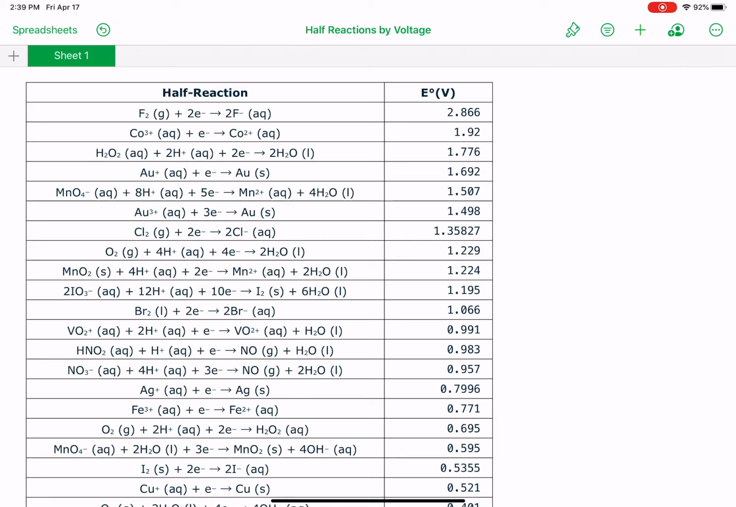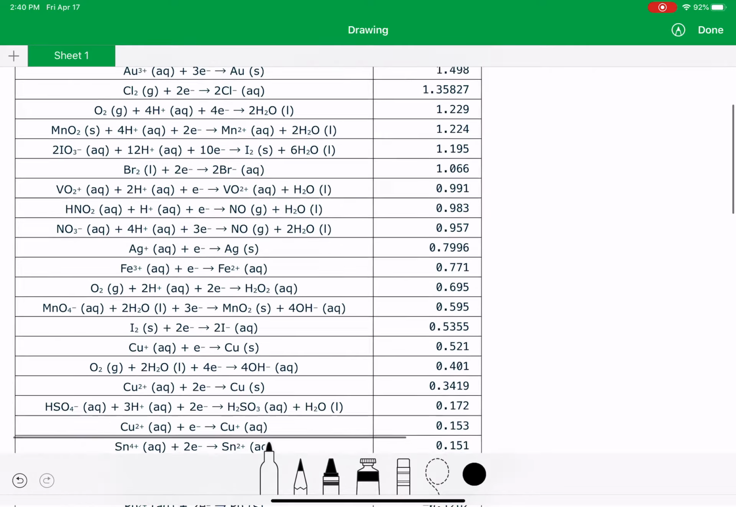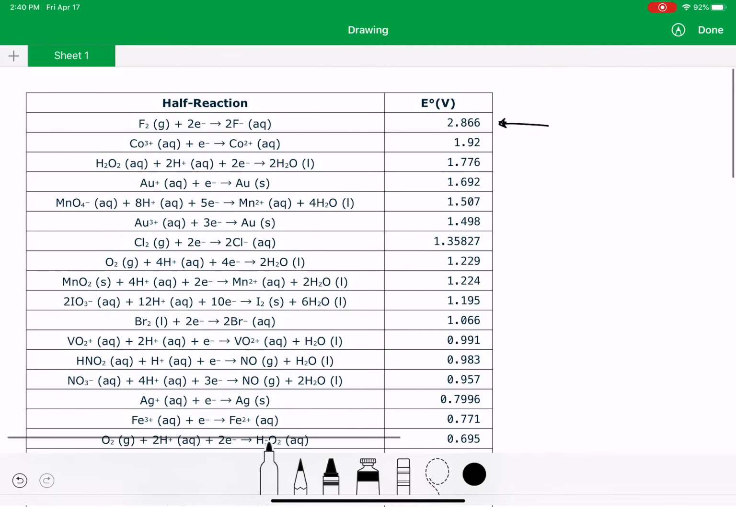And the data tables, the reduction reactions are organized two ways. The way that you're looking at right now is organized by voltage. So at the top of this table, you're getting the half reaction with the highest voltage. And then as you go down the table, the voltages get lower. Here's our hydrogen. This is our baseline, what we define as 0. And then they go down in that way. And so sometimes it's useful to have the data in this particular format.